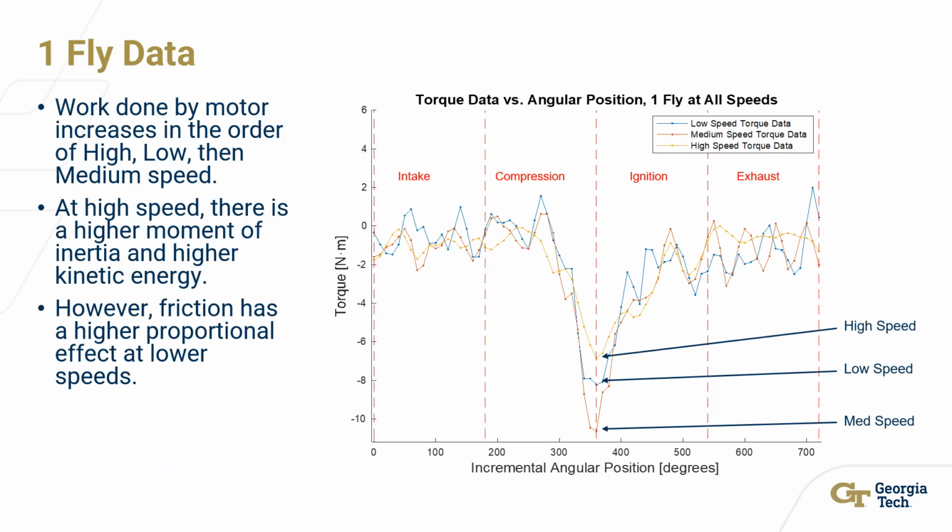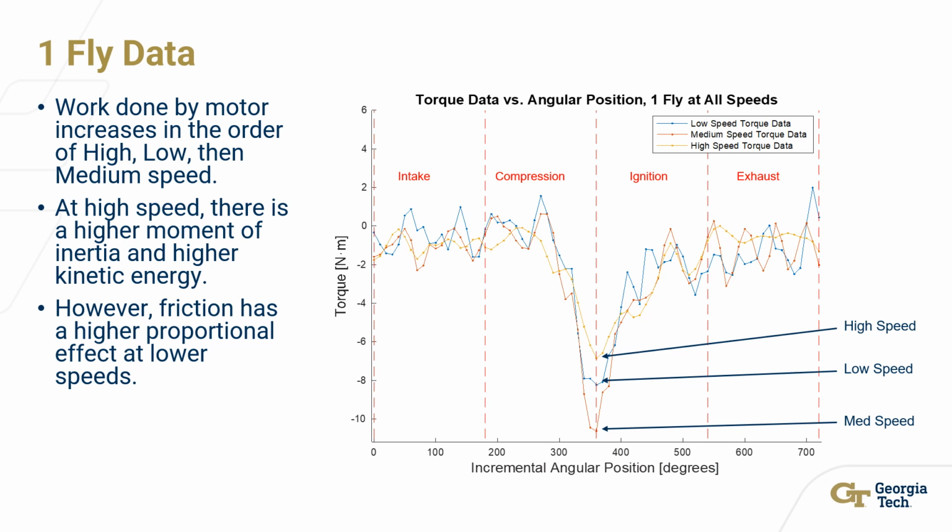This is the 1-fly data with average cycles at low, medium, and high speed. As you can see, work done by the motor in the compression and power strokes increases in the order of high, low, then medium speed. This is because at high speeds, the engine is running fast enough that the motor can do less work to keep the engine running. This is due to the moment of inertia and the higher kinetic energy of the system at high RPM.